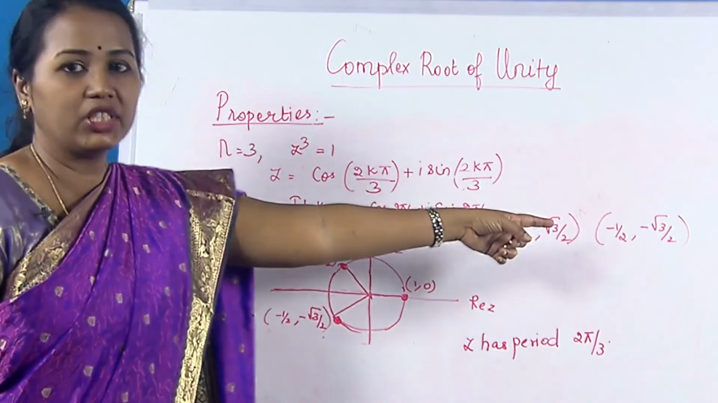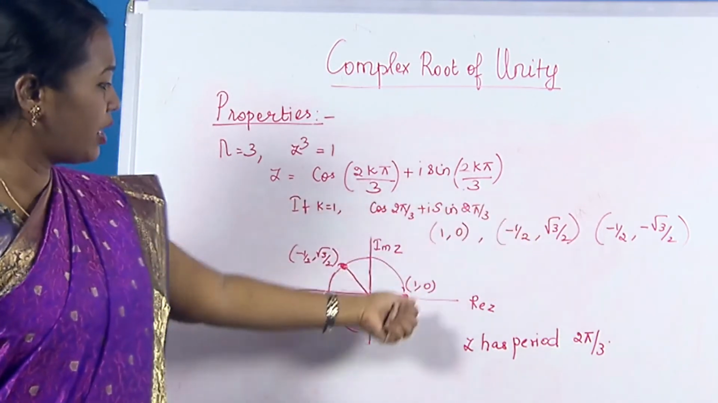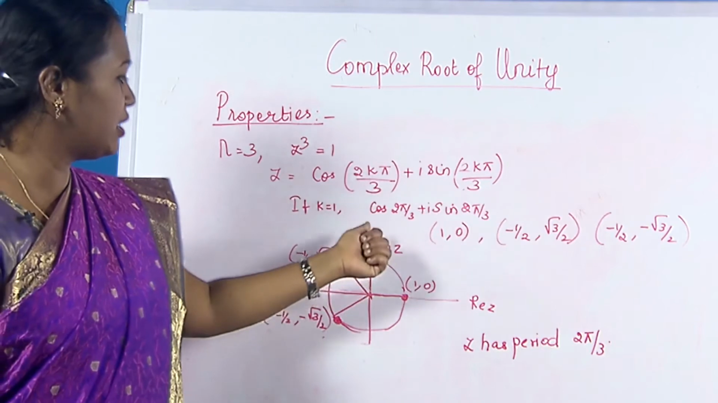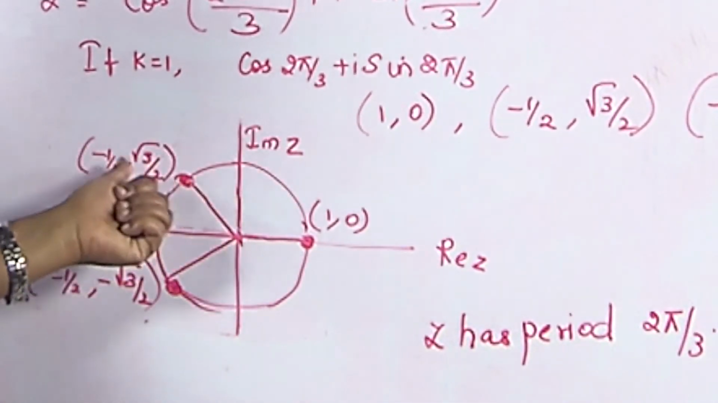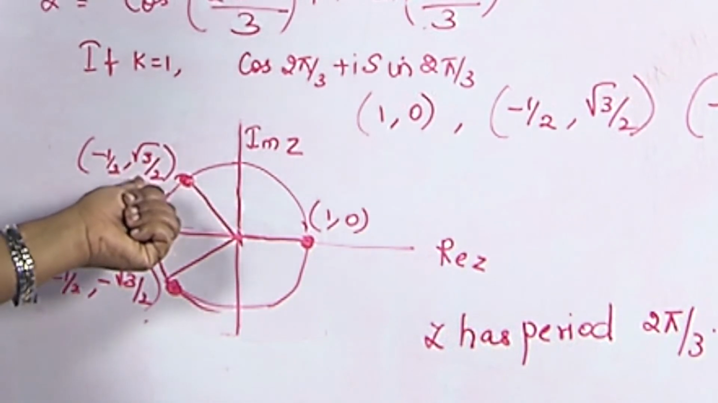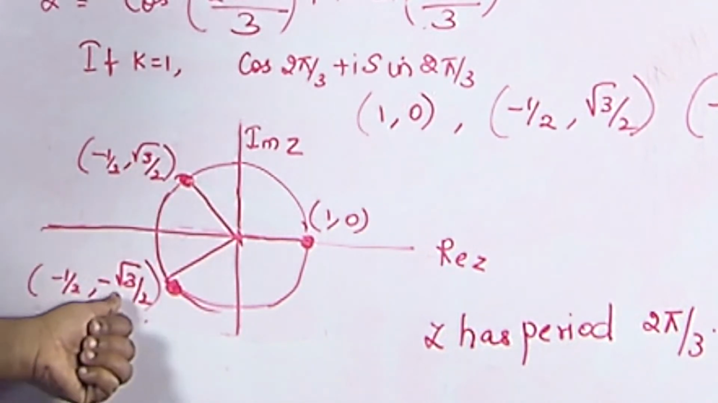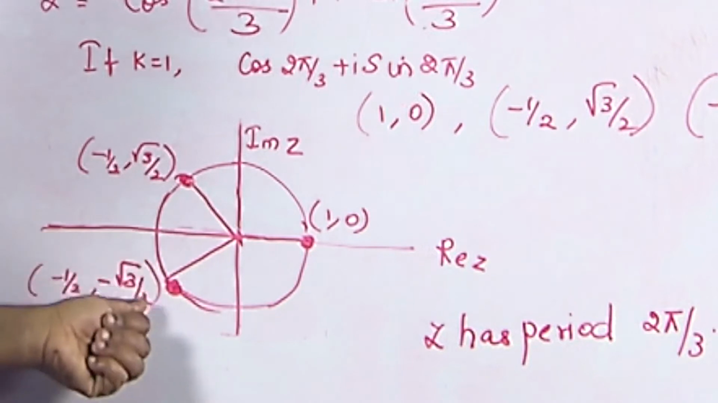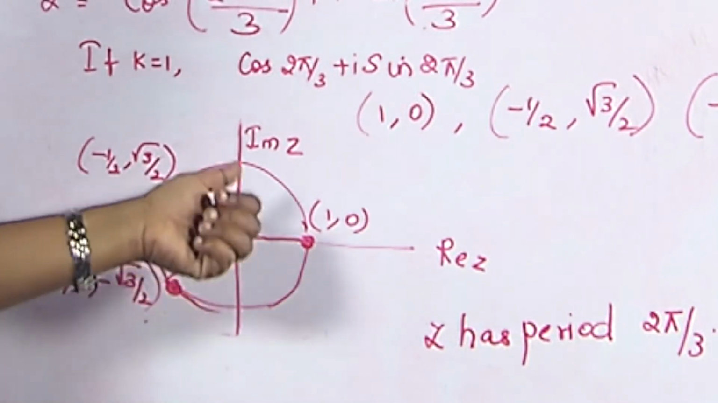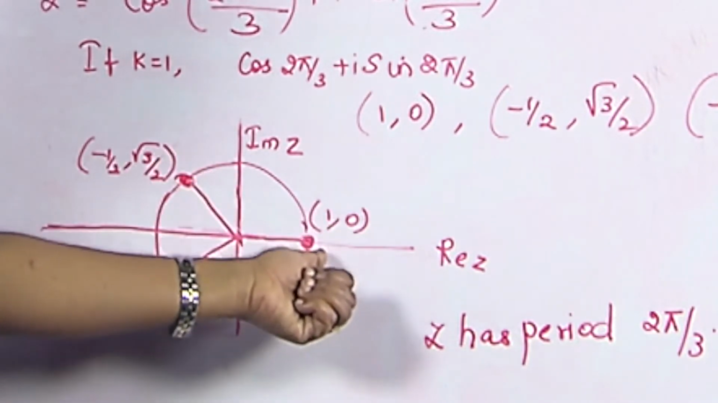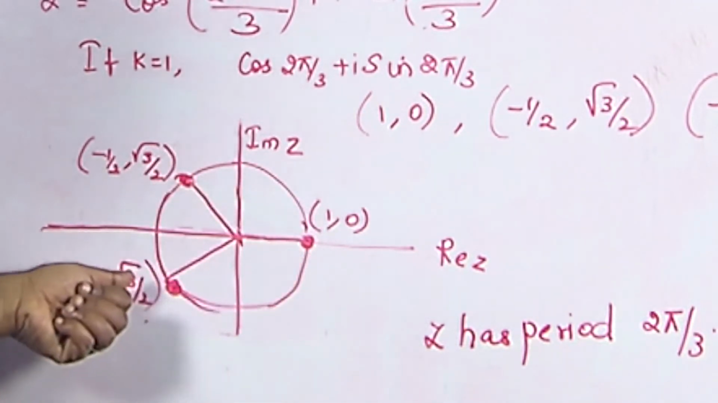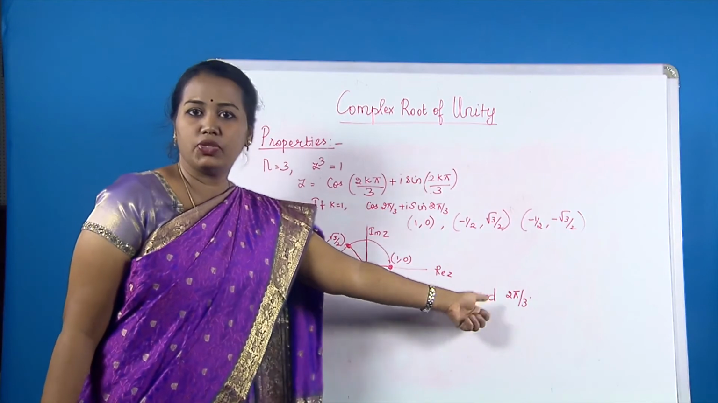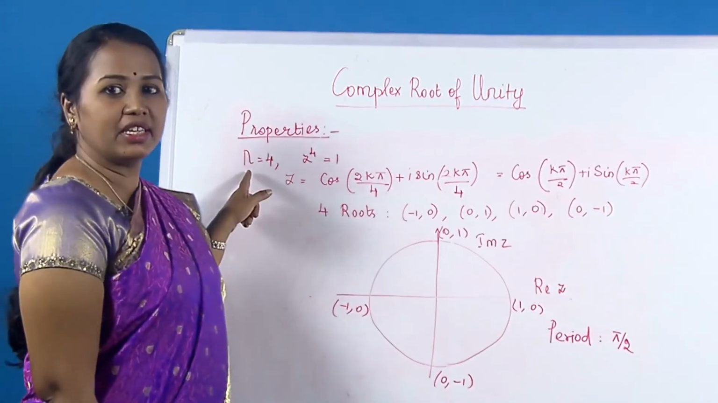So, we can check that when we plot this on the unit circle in the imaginary and real planes: minus 1 by 2 comma root 3 by 2 lies here, minus 1 by 2 comma minus root 3 by 2 lies here, and of course 1 comma 0 is here. So, clearly you can see that the period is 2 pi by 3, and therefore Z has period 2 pi by 3. Next, for n is equal to 4.